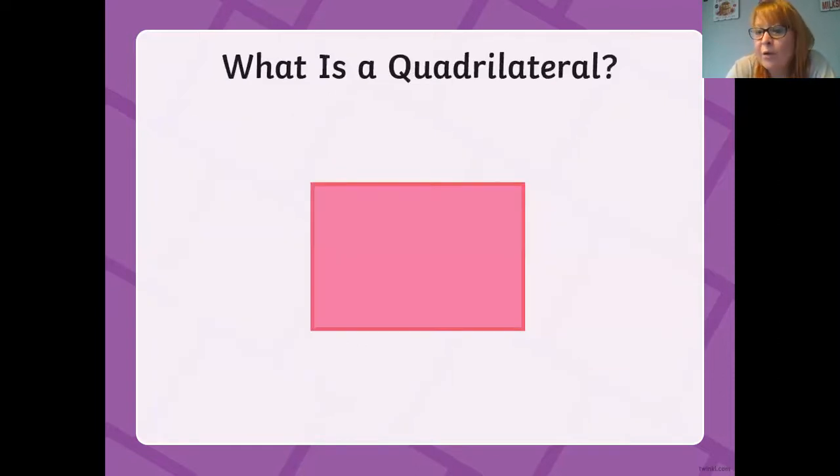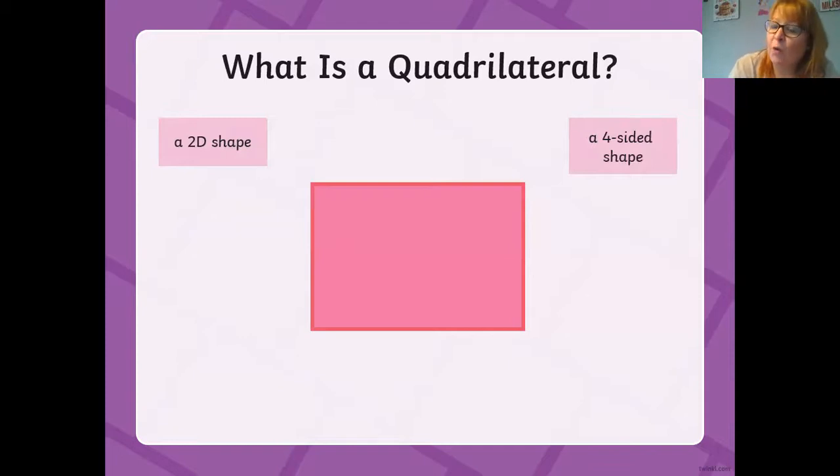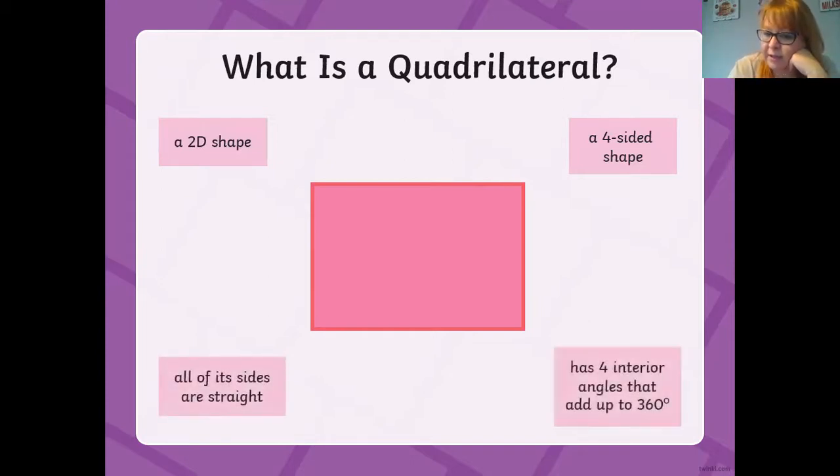So what is a quadrilateral? Have a look at that shape. What makes it a quadrilateral? It's a 2D shape. And there's the big one. It's a four-sided shape. Can you remember now? A quadrilateral is the overarching name for four-sided shapes. All of its sides are straight. And this is one of those little extra facts, the four interior angles add up to 360 degrees. That's not something you need to remember. It's just an additional fact.